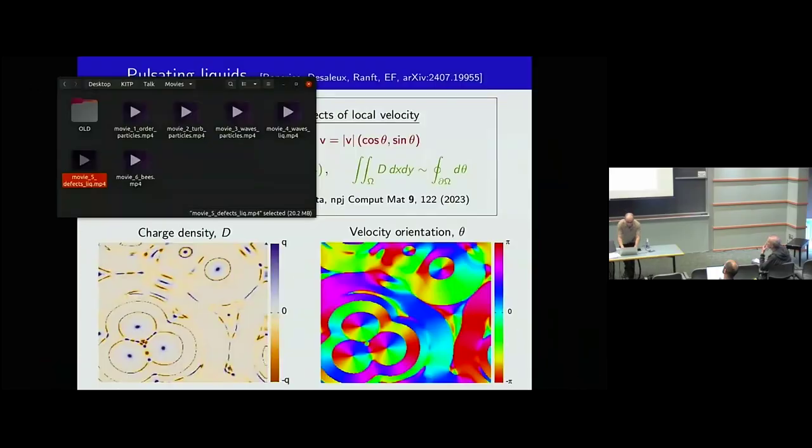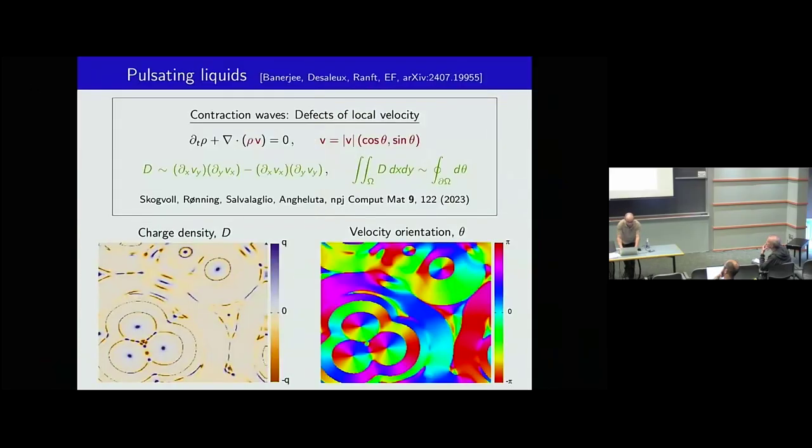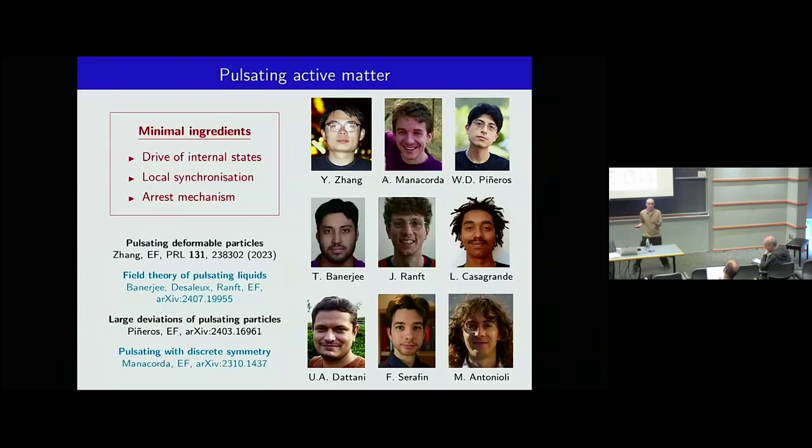Okay, so I would like to conclude here. I hope that I've convinced you that pulsating active matter is an interesting class of models of active systems. This was very much inspired, as I said, by the behavior of contractile tissues. But we think actually there is a broader class of systems which share a similar phenomenology. To capture this phenomenology, you need three main ingredients.